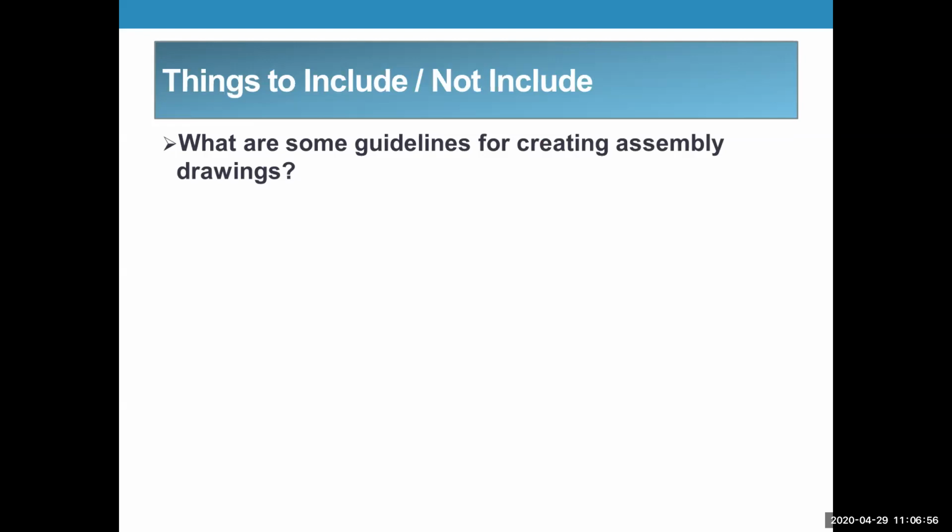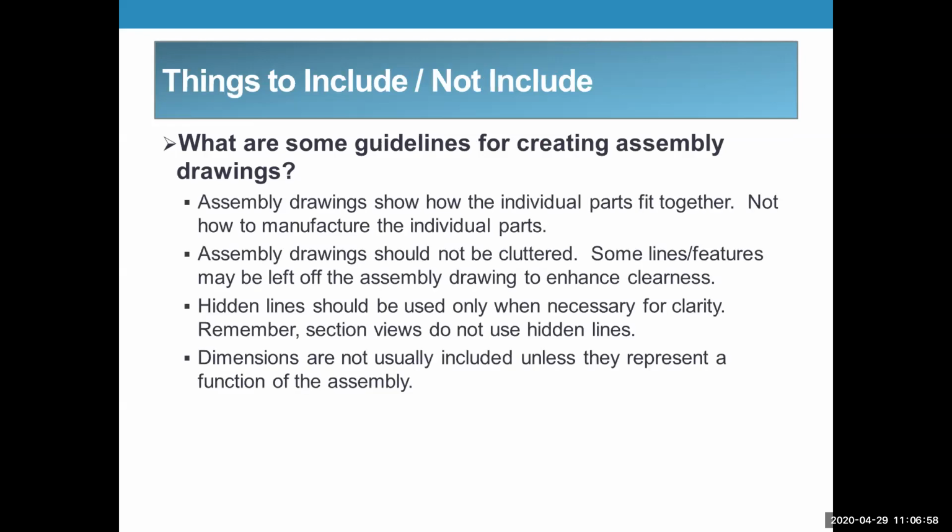Okay, so what are some guidelines for creating assembly drawings? They should show how the individual parts fit together, not how to manufacture them. They shouldn't be cluttered. You can eliminate lines and features. Usually you don't show hidden lines, except when it's an issue of clarifying what the part actually looks like. No hidden lines in section views, and dimensions are not usually included unless they represent a function of the assembly.